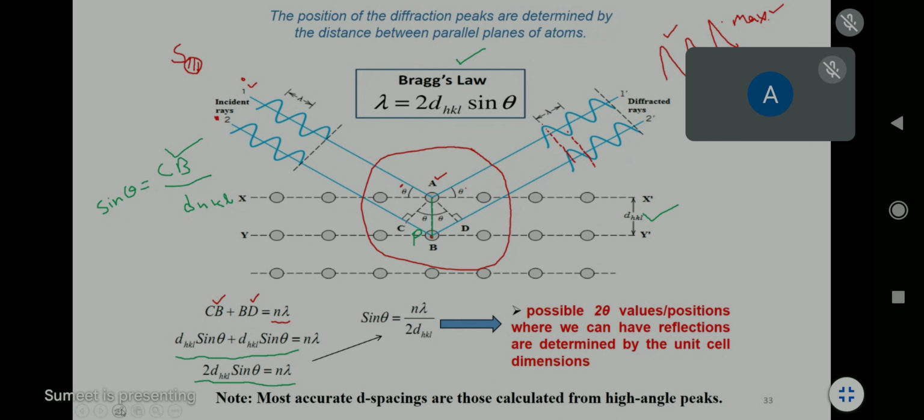So what does this actually mean? Although we have derived the equation, what does this equation tell us? This equation tells us the possibility of constructive interference, that is, when the interference will be constructive can be determined from this Bragg's law.